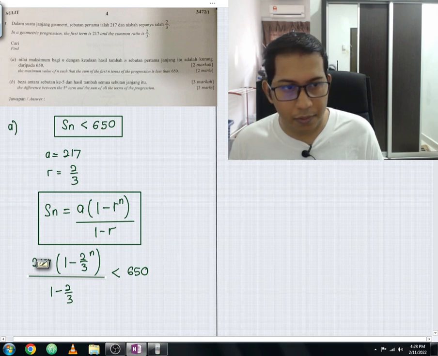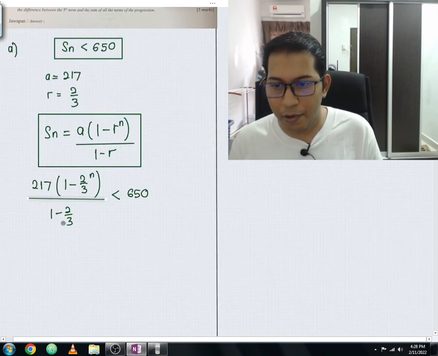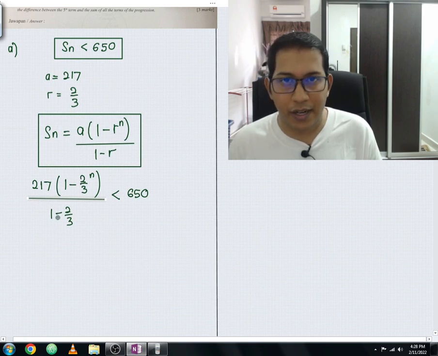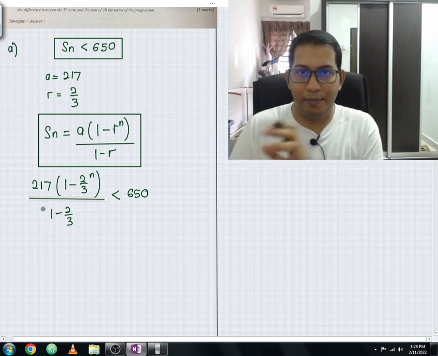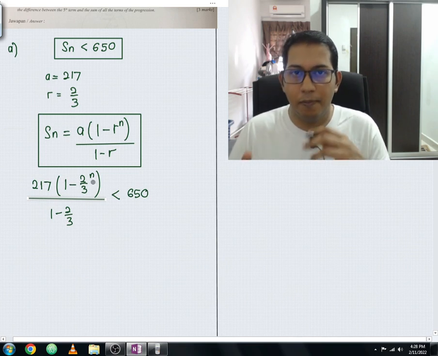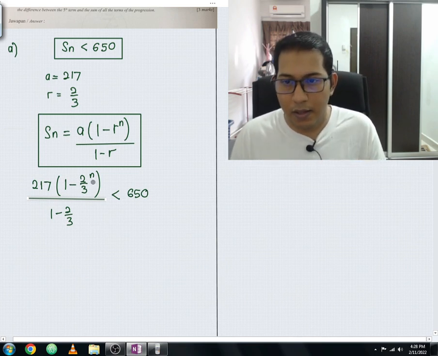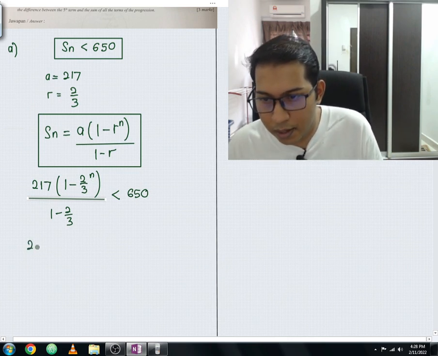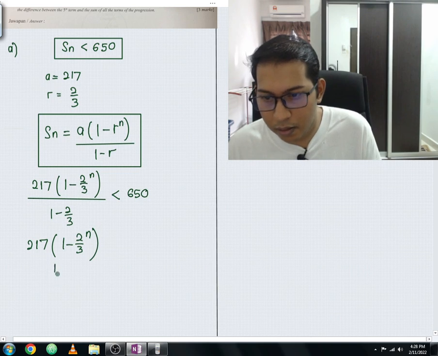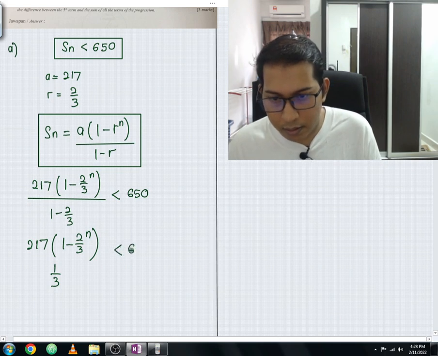So continue. I'm going to solve the fraction first, because once I solve this fraction, the 217 and the division by 1/3 I can make separately, in order to prevent the complexity of this equation. Let me do it step by step if you can't get what I mean. So 217 in a bracket 1 minus 2/3 to the power of n, then you divide by 1/3, and you should get less than 650.